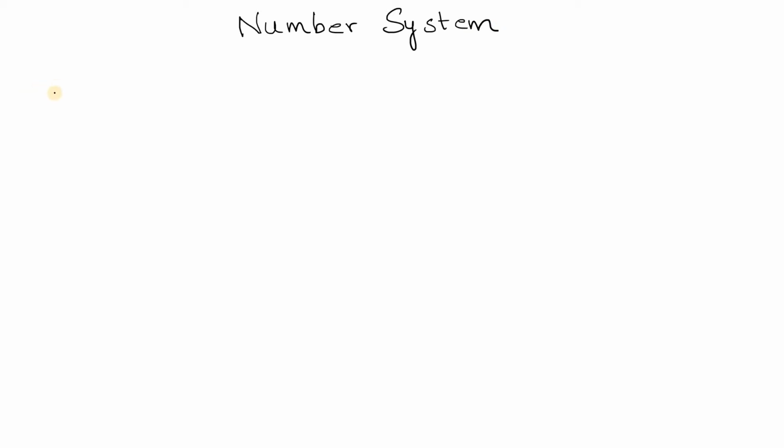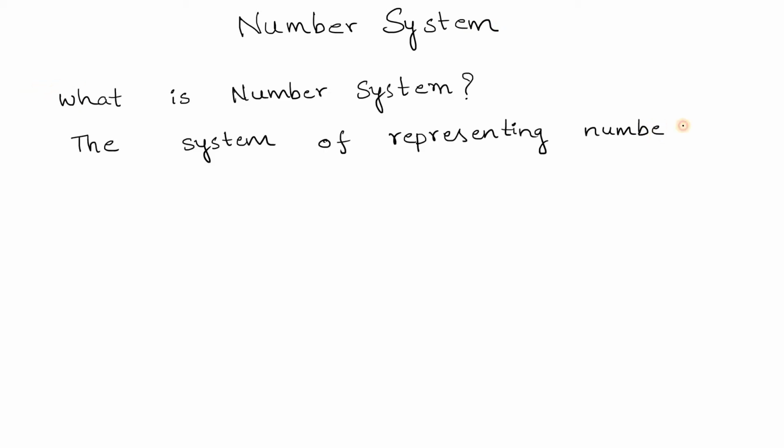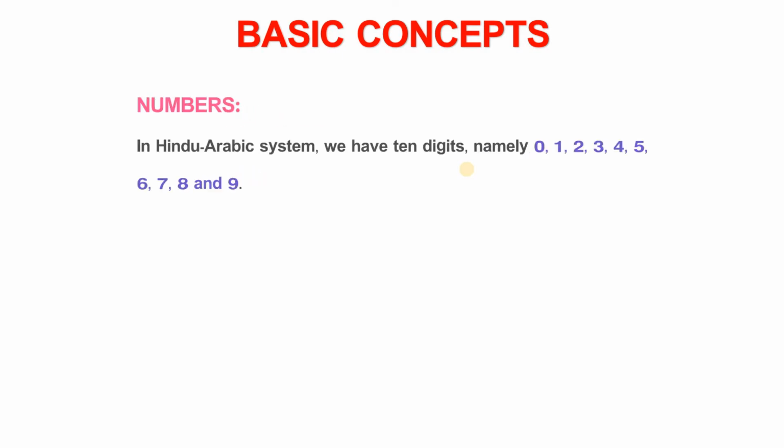First, what is number system? The system of representing or denoting numbers is called number system. Let us know more about this topic. First, we can go through the basic concepts.